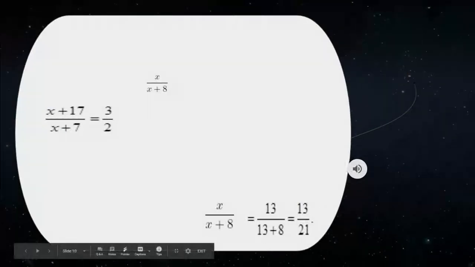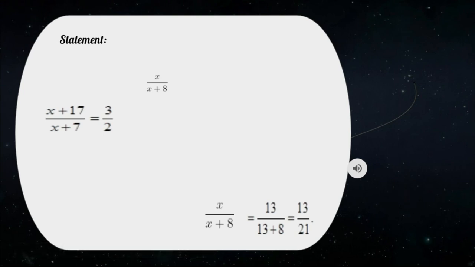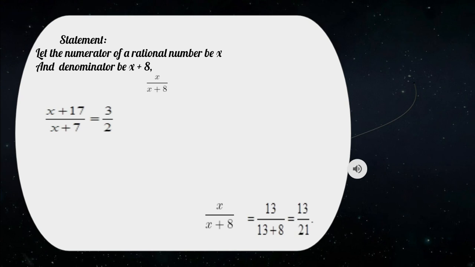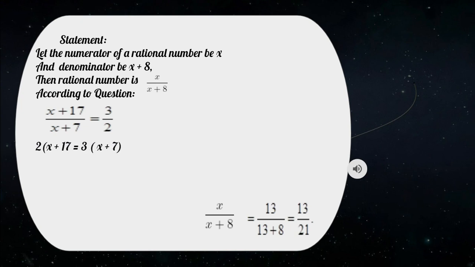Now let's see the statement. The numerator of a rational number is x, then the denominator is x + 8. Then the rational number will be x/(x + 8). Now the numerator is increased by 17 and the denominator is decreased by 1. So according to the question, we get (x + 17)/(x + 7) = 3/2. Now we can cross multiply. Here 2 into (x + 17) is equal to 3 into (x + 7). 2 into x is 2x plus 2 into 17 is 34, equal to 3 into x is 3x plus 3 into 7 is 21. 2x - 3x is equal to 21 - 34.